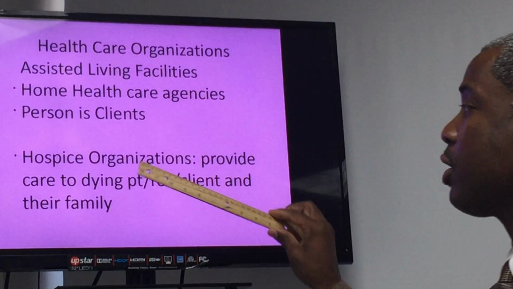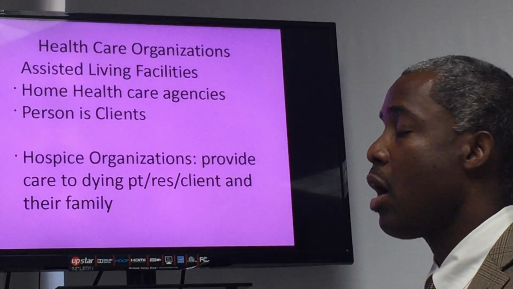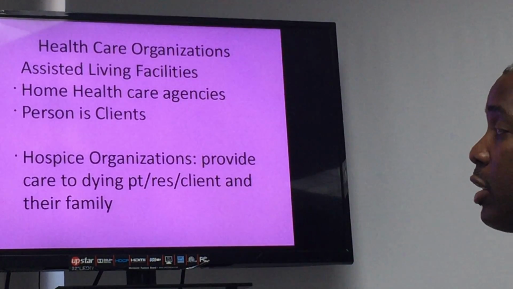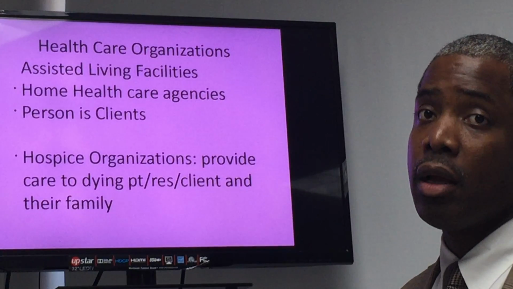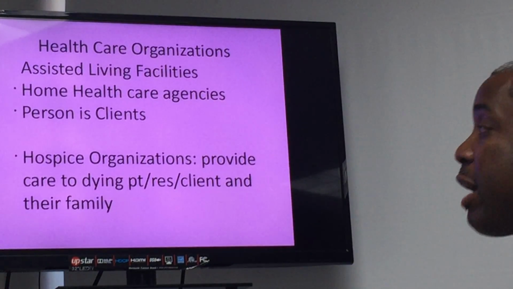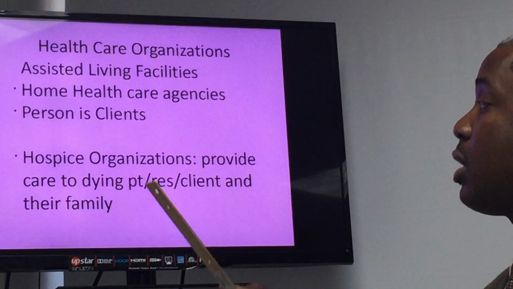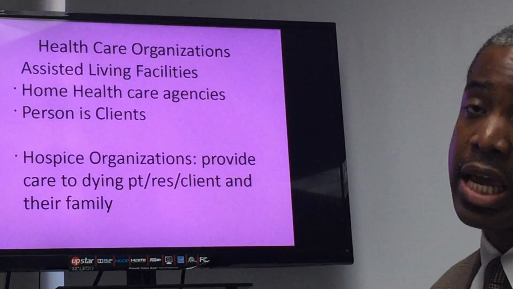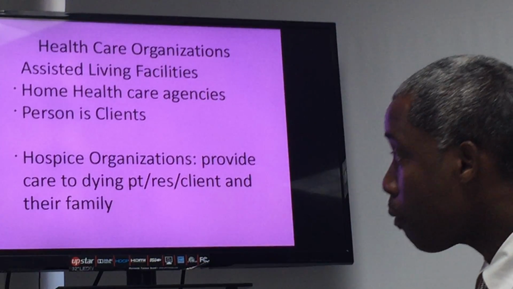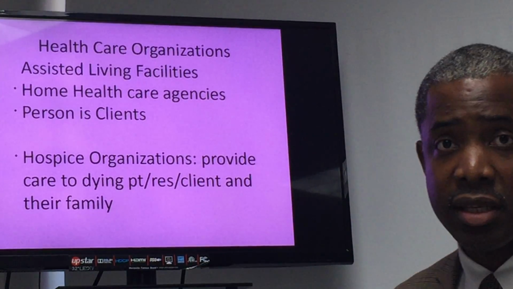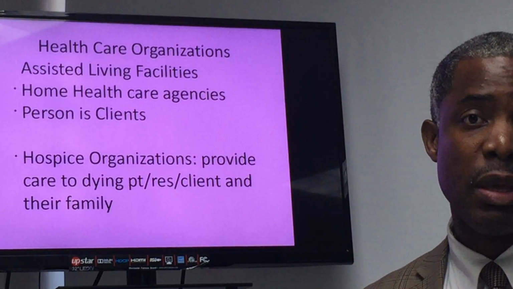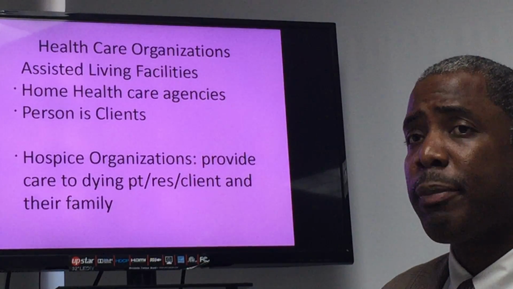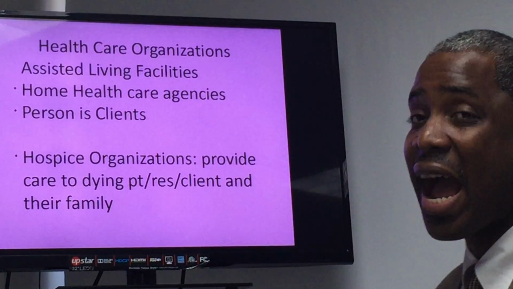Okay, and there's also another type of organization called the hospice. The hospice organization provides care to patients, residents, or clients and their families. Now, these are for patients that are dying. All right, so hospice provides care to the dying client. Okay, and there are lots of misconceptions about hospice, because a lot of people think hospice kills people, but the fact of the matter is they provide care to the person who's already dying.